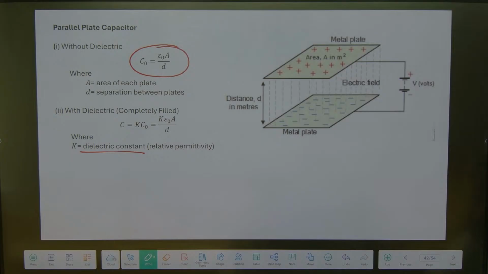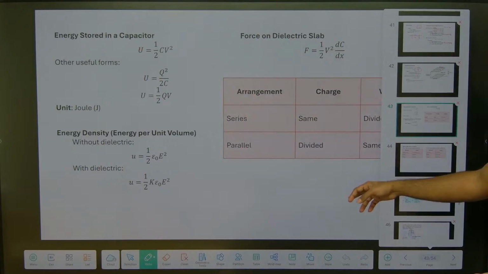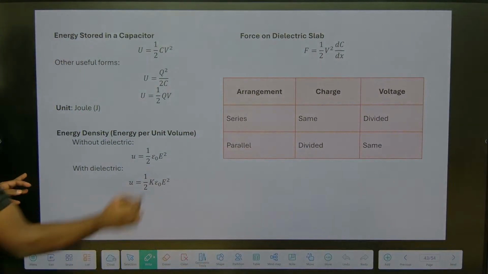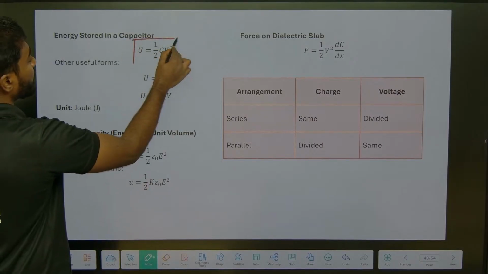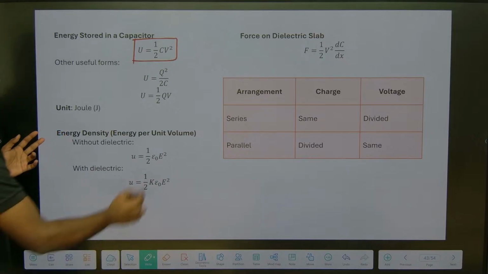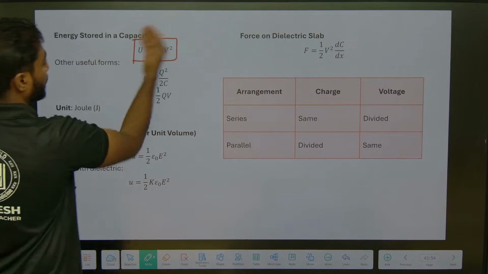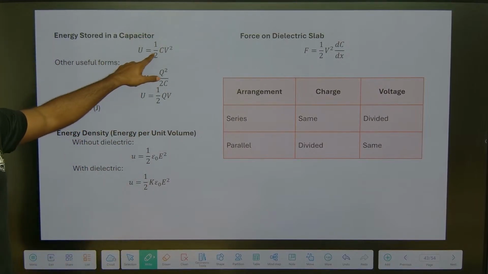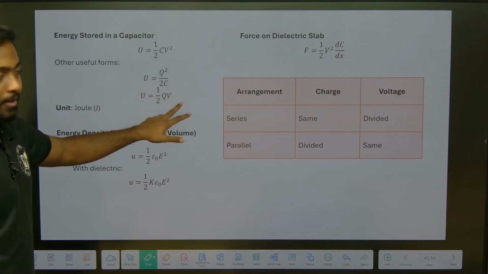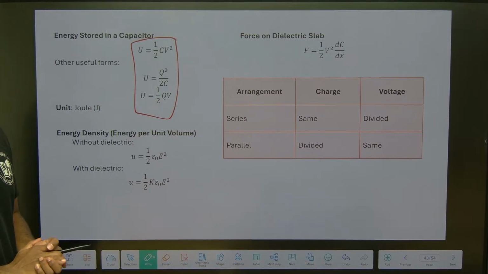Done? Okay. So the next one is energy stored in the capacitor. One formula in terms of C and V is U is equal to half CV squared. Other useful formulas are Q squared by 2C, or half QV. Three formulas are there: one is half CV squared, the second is Q squared by 2C, and another is half QV. These are the three formulas we can use for the energy stored in a capacitor.